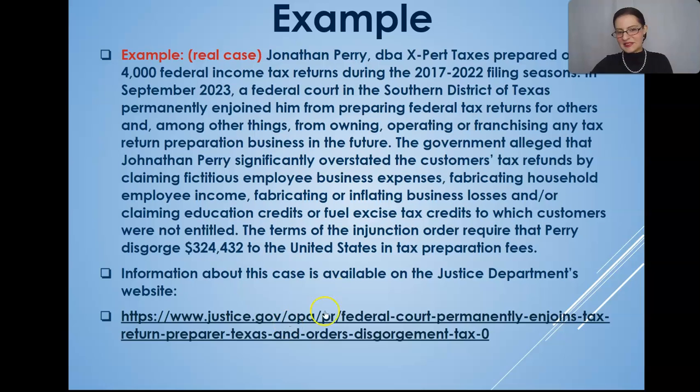And then information about this case is available on the Justice Department's website. So this is the Justice Department's actual website. See, it says justice.gov. And you can look up the case if you are interested. But the link to the case actually says disgorgement. So I just thought that was weird, that they would use that word.